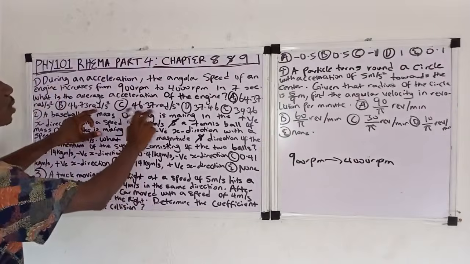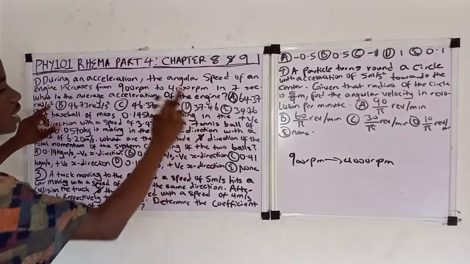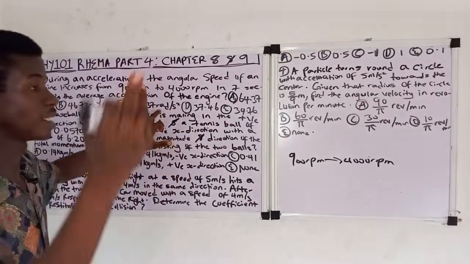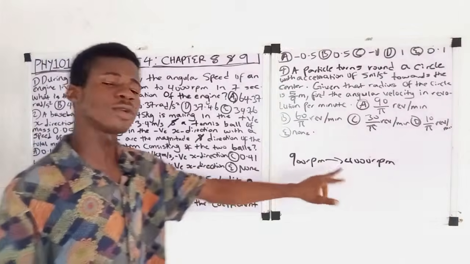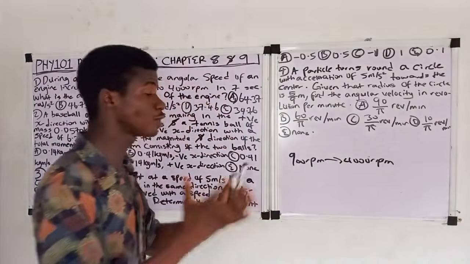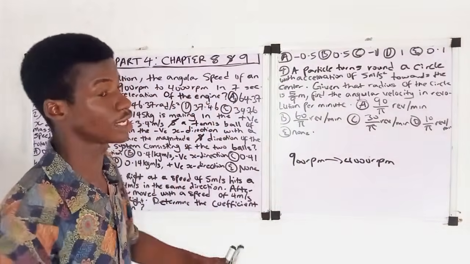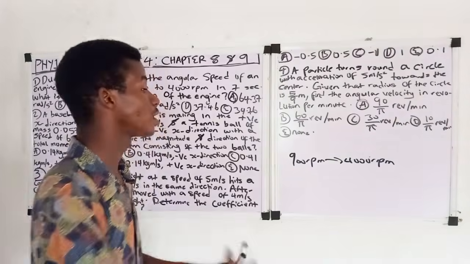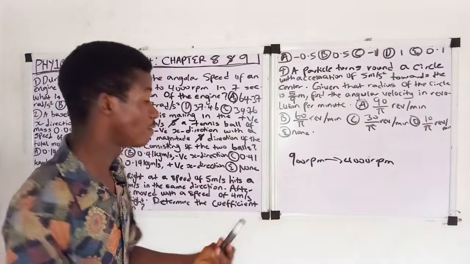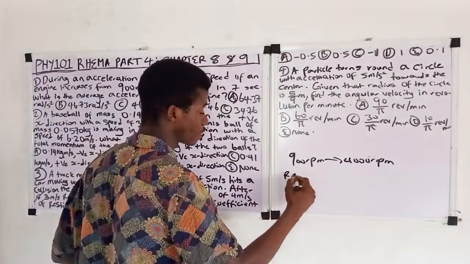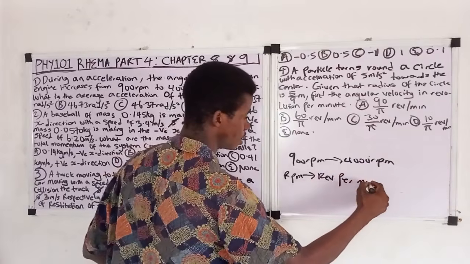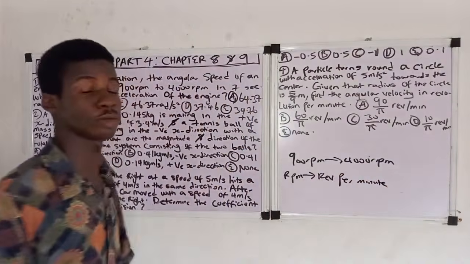If you look at the options, you find out that the unit of the acceleration is rad per second square. Now before we continue, what is RPM? I've taught this under conversion factor, so you can go check it out, under angular conversion. RPM means revolution per minute.